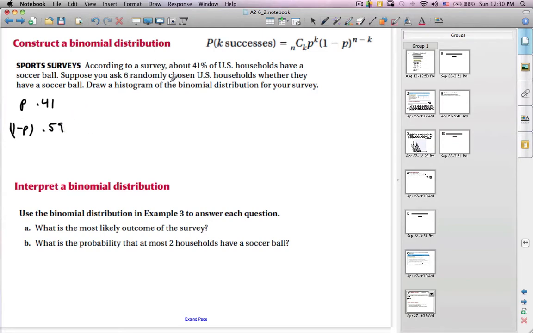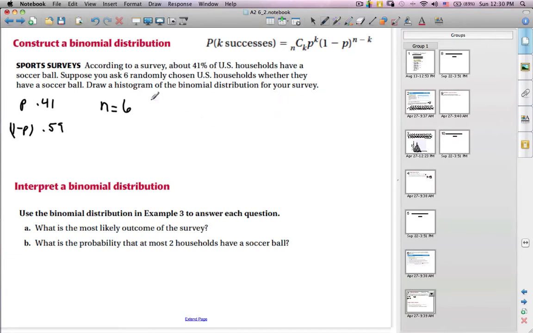Okay, if I conduct 6 experiments, I ask 6 randomly chosen households whether they have a soccer ball. That means that n is equal to 6. And we want to draw a histogram of the binomial distribution for our survey. So what are our possible outcomes?